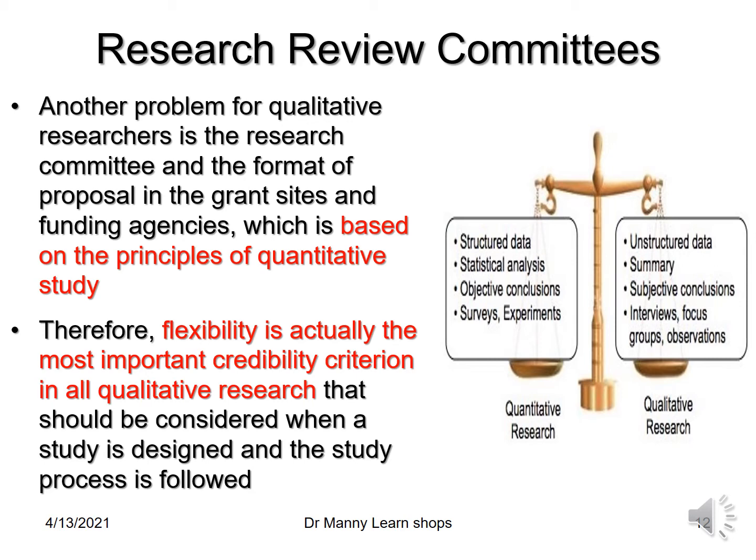Quantitative research is very structured, typically related to statistical analysis. There are objective conclusions, and they typically use surveys and experiments. Qualitative research is unstructured. It's subjective. It uses interviews, focus groups, and observations.